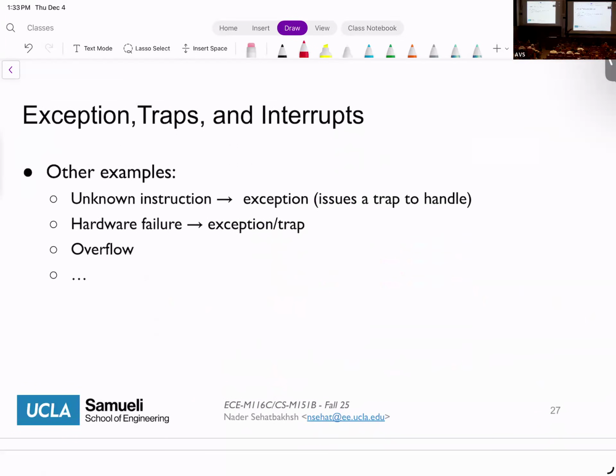There's a whole bunch of other examples. For example, what will happen if you have a hardware failure? What happens if you have an unknown instruction? What will happen when you have an overflow? All of these things will be executed as some form of an exception. So the processor has a kind of a list of these addresses, these instructions. They will start executing those and do some form of a recovery.